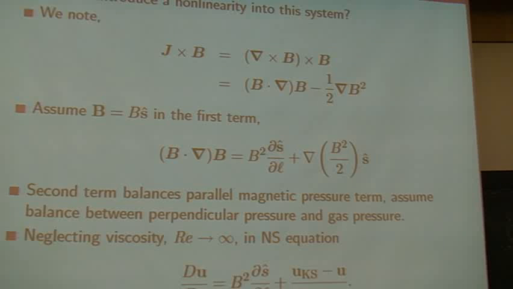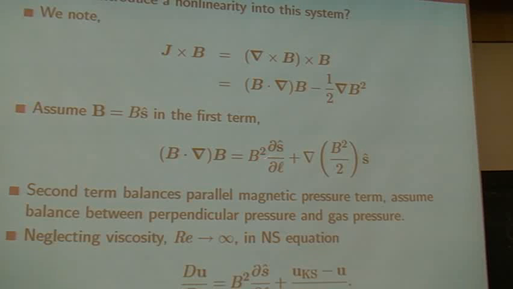So the next step, really, once we've done the kinematic runs, is to try and introduce the non-linearity into the system. Our starting point is the Lorentz force here, which we write as J cross B. We can write it as nabla cross B, cross B. And then we can just decompose this and make use of vector identities to get down to this. We've got the tension force and the magnetic pressure, these I think have been shown.